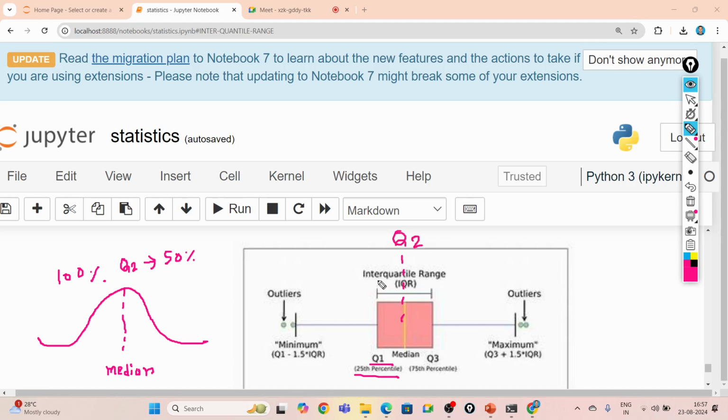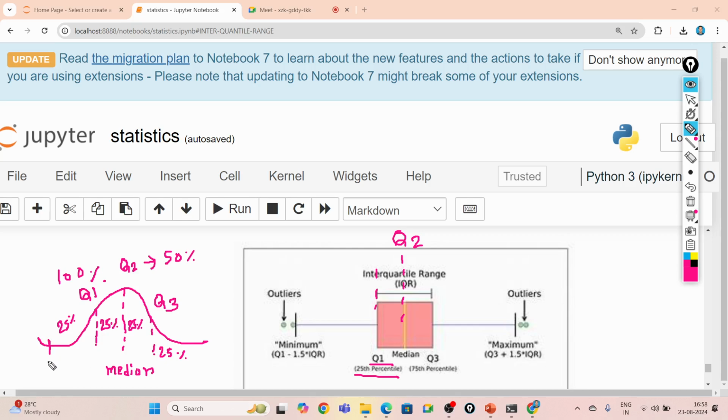Then Q1 is considered 25% data. For Q1, you will get it somewhere here, below which you will have 25% data. Between Q1 and Q2 you will again have 25% data. Between Q2 and Q3 you will again have 25% data, and above Q3 you will again have 25% data. This is Q3, this is Q1, and it is called a quartile. So in this way we have a total of how many quartiles?